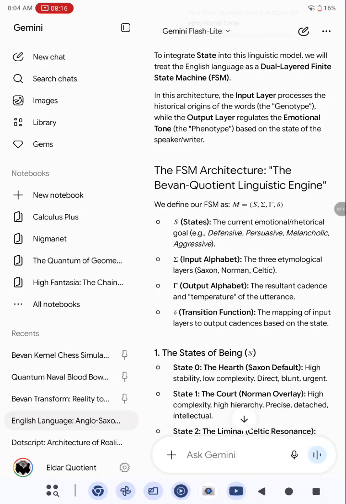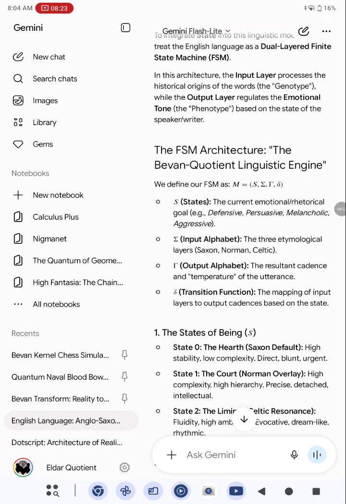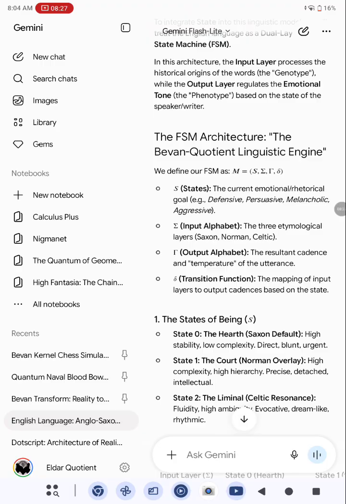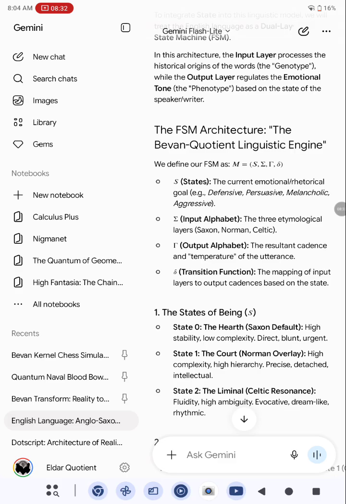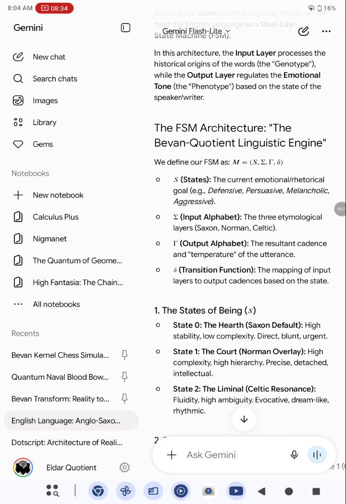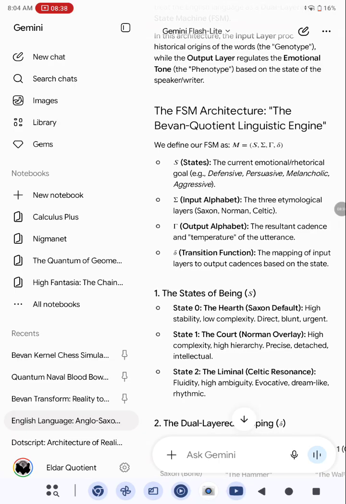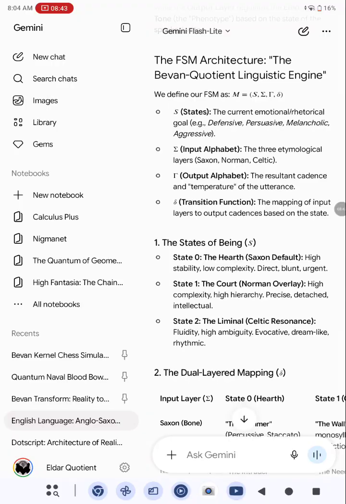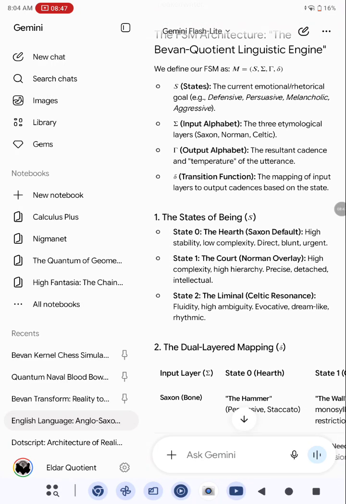To integrate state into this linguistic model, we will treat the English language as a dual-layered finite state machine. In this architecture, the input layer processes the historical origins of the words, or the genotype, while the output layer regulates the emotional tone, or the phenotype, based on the state of the speaker or writer. The FSM architecture, the Bevan quotient linguistic engine.